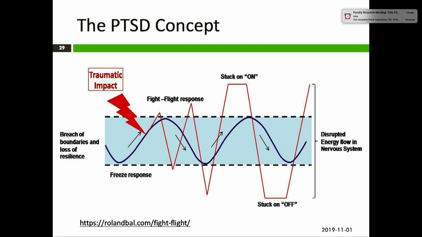But PTSD is more like this. Most people will bounce around and then come back. But PTSD seems to bounce out of the range that we're able to handle. So there's stuck on and stuck off. That's two sides. Stuck on shows a lot of hypervigilance and anxiety. And stuck off represents a lot of numbness, depression, and avoidance. One is hot, one is cold, if we think about it this way. That's how the bouncing on both sides represents the symptoms.